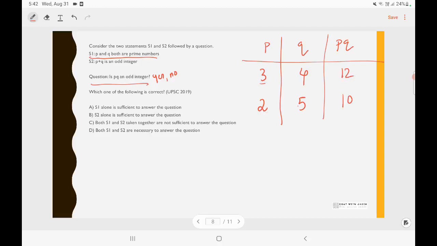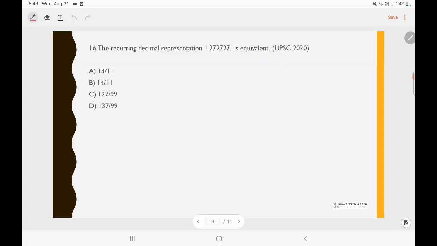So in this question, is PQ an odd integer? You can say no, it is an even number. So you can answer this question with statement 2. So option B is the right answer. Now let's look into another question.